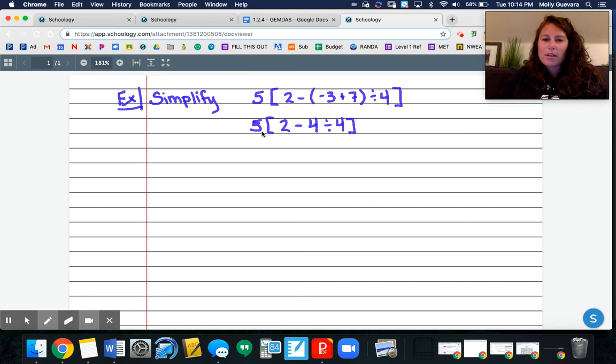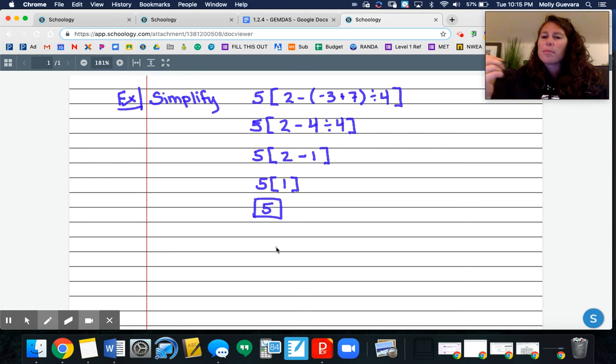Now I have another set of groupings, so I need to simplify that first. Within that grouping, I have division and subtraction, so I have to do the division first. That gives me 5, and then 2, and then -4 divided by 4 is -1. Simplify your bracket. So 2 minus 1 is 1. So 5 times 1 is 5.